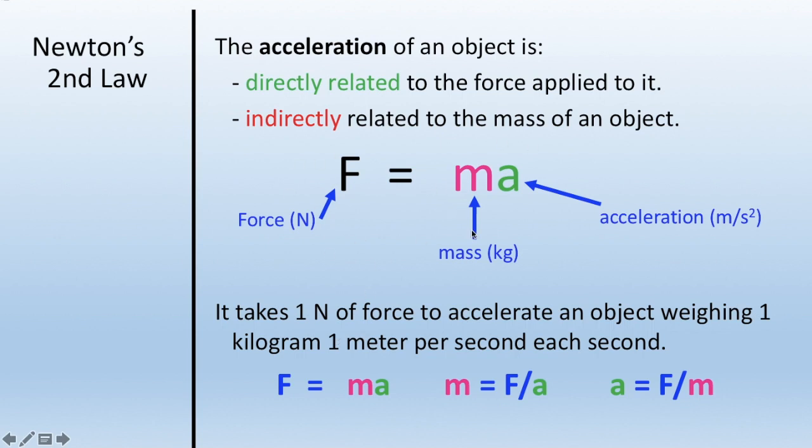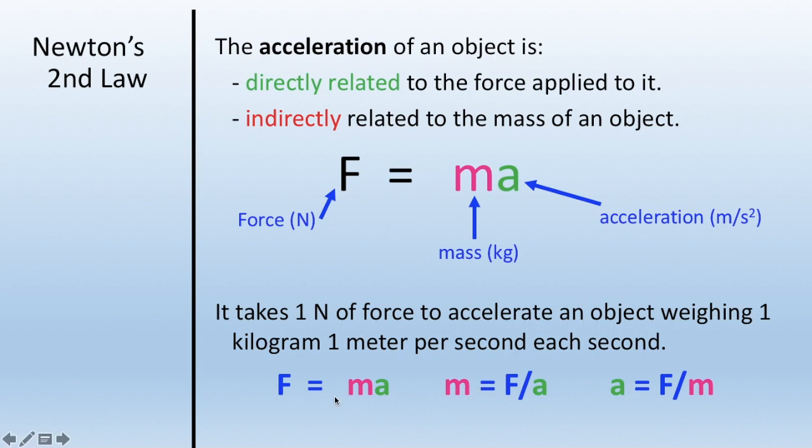Now, what this equation tells us is that Newton's second law states that if we change any of these variables, it will affect the acceleration. It takes 1 newton of force to accelerate an object that weighs 1 kilogram, moving it 1 meter per second every single second. So it is experiencing an acceleration. So if something has 1 newton of force, we know that we can accelerate a 1 kilogram object 1 meter per second every second. Notice here that I've placed 3 different equations.